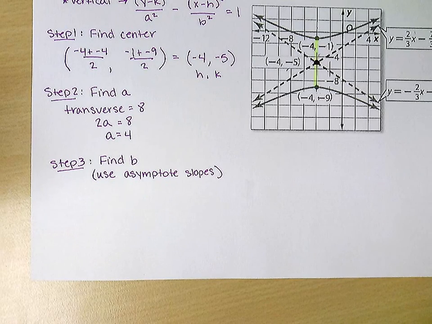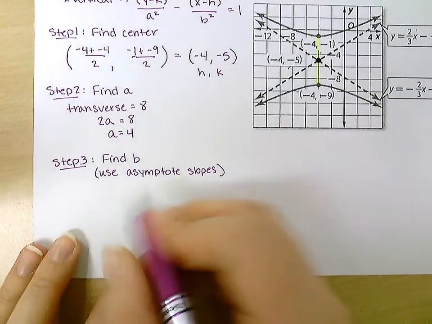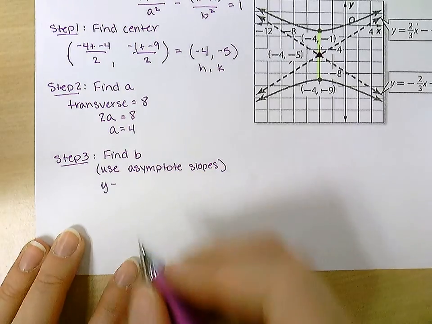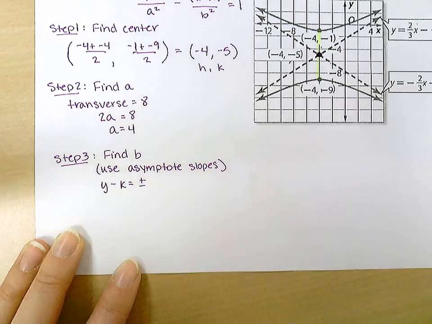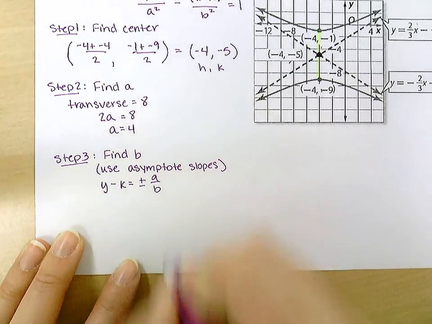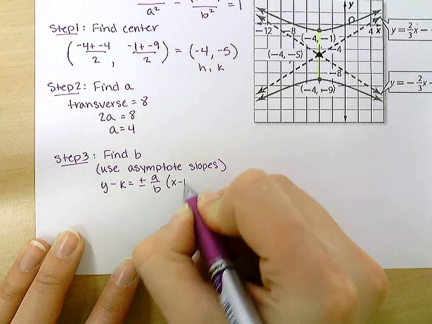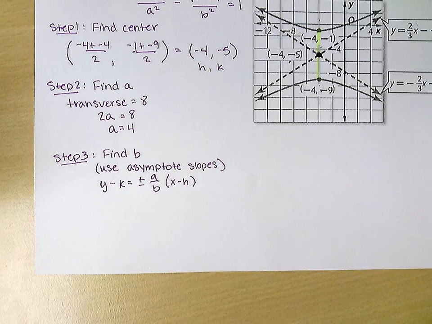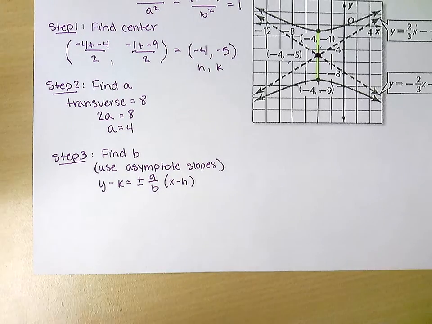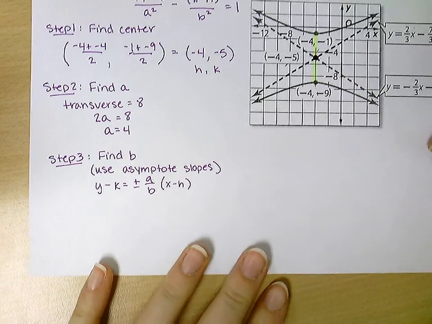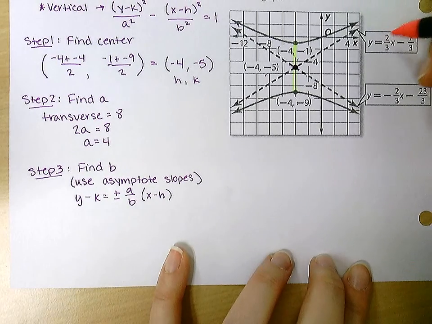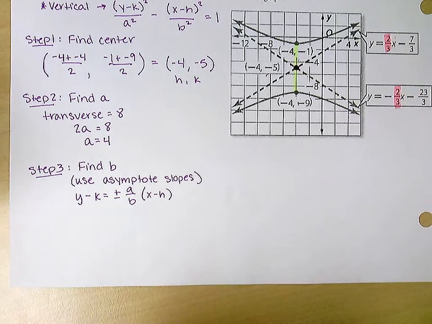Now, since this is a vertical hyperbola, the equation for your asymptote is y minus k is equal to plus or minus a over b times (x minus h). So the slope of this asymptote is a over b. I need to look at the slopes of those asymptotes here. I have 2/3 and a negative 2/3. That's where that plus and minus comes from.